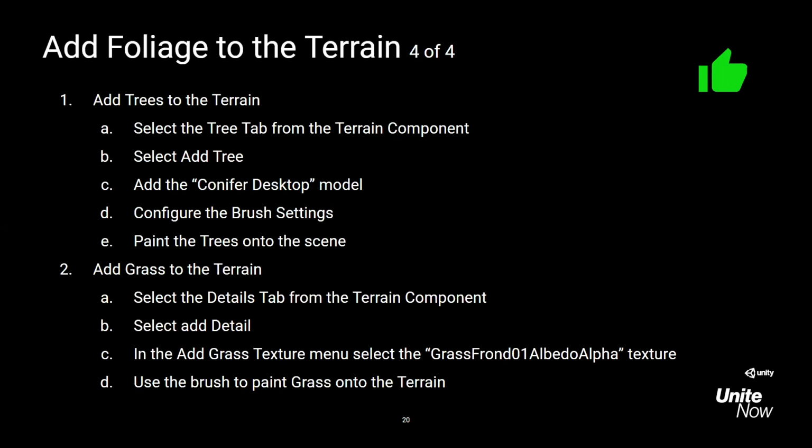We have a question here about making the grass draw further away. So how do you adjust the draw distance? In the terrain component, we have the paint trees, the paint details, and the next tab over is the terrain settings. There's an option there to adjust the detail distance.